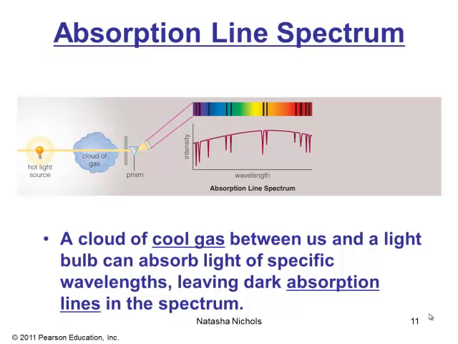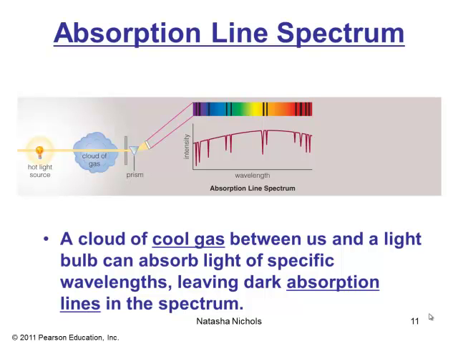An absorption line spectrum, on the other hand, takes place when you have a hot light source, but between your light source and your spectrometer, there's a cloud of cool gas. Now, that's going to absorb light of specific wavelengths, which has the end result of seeing a spectrum with absorption lines. Whenever you see that, you will see the background of the visible light colors, and then it's going to be interrupted with certain black lines, which we call absorption lines.